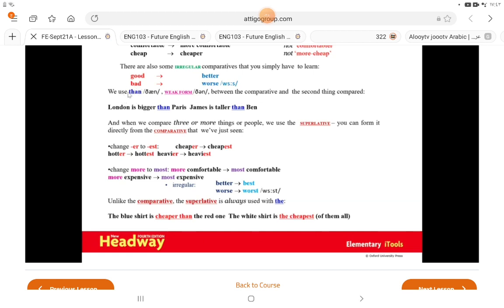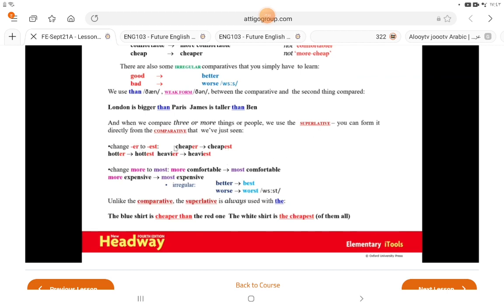We use then with the comparative, okay? For example, London is bigger than Paris. James is taller than Ben, okay? So far until now, it's basically a revision. Any question? Okay. Superlative, yes? I see no question. Okay, good.